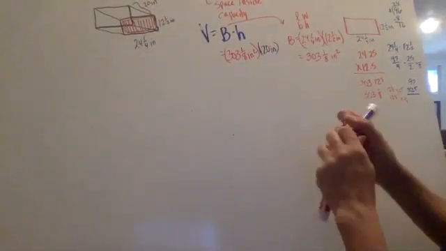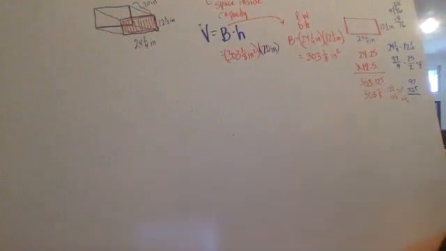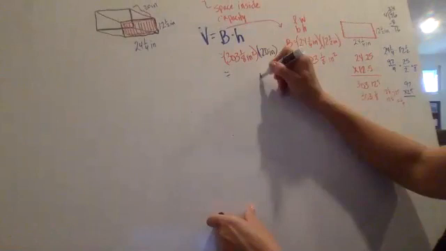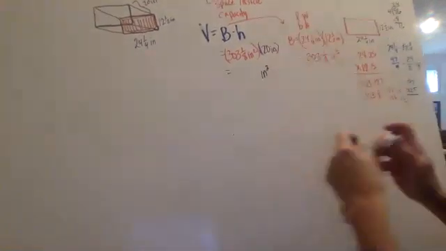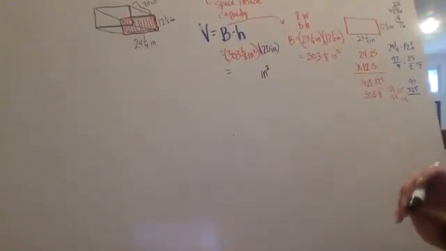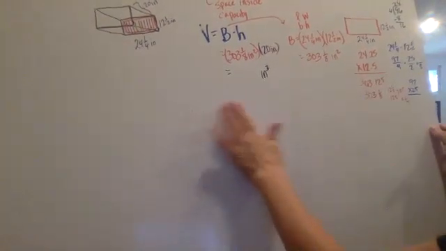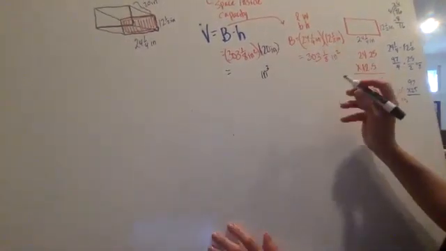So now I have to multiply those two numbers to get my cubic inches. And it's going to be a big number, but it's cubic inches. Usually when we talk about gallons, which is related to cubic feet, I would expect it to be a big number.